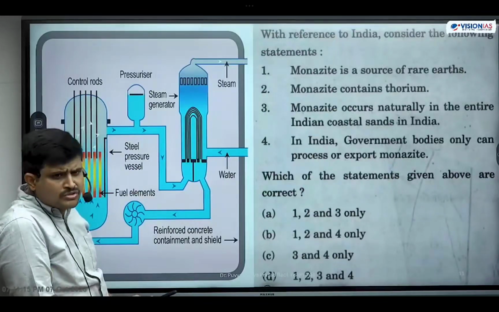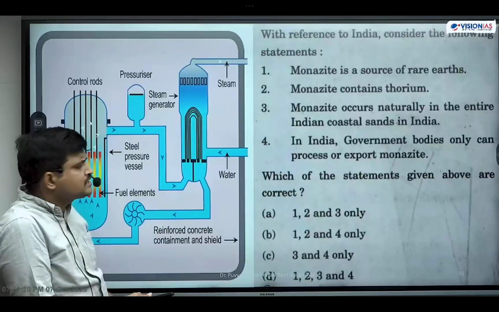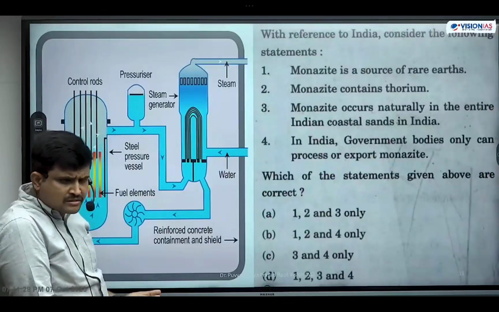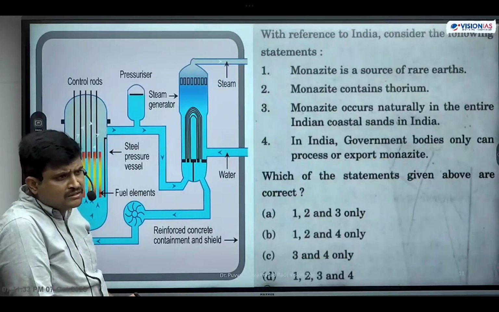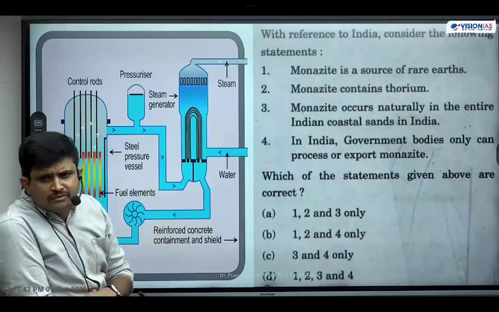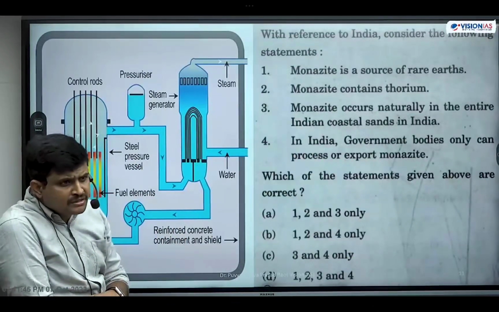First one is correct. Monazite is a source of rare earth metal. Yes. Okay, next one is monazite contains thorium. Next one is monazite occurs naturally in the entire Indian coastal sands in India. Yes, entire Indian coastal sands. That's what I mentioned. So is it contradictory to the first statement? No, why? Because sands are there. Within those sands, thorium availability is very less. Hence, it is known as a rare earth element. Are you getting my point?